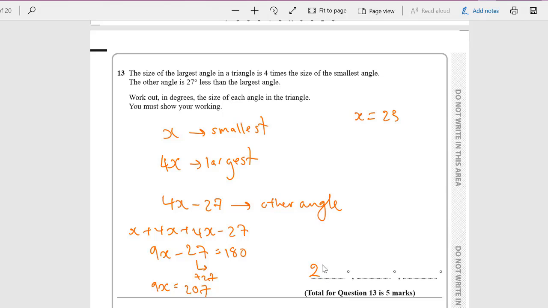So the smallest one is 23. And we know that the largest one, 4x, so 4 times 23 is 92. And then 92, take away 27, which equals 65.